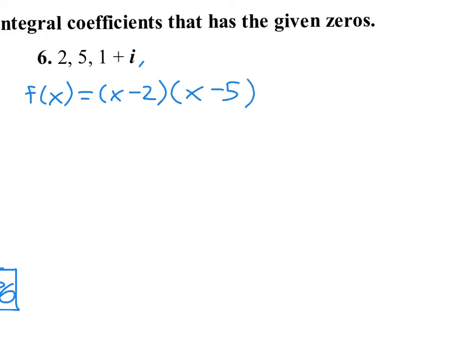We also know that if 1 plus i is a root, so is its conjugate 1 minus i. All right, so if I do the shortcut on those, the sum of those two is 2. 1 plus i plus 1 minus i. The i's cancel out, so the sum is 2.